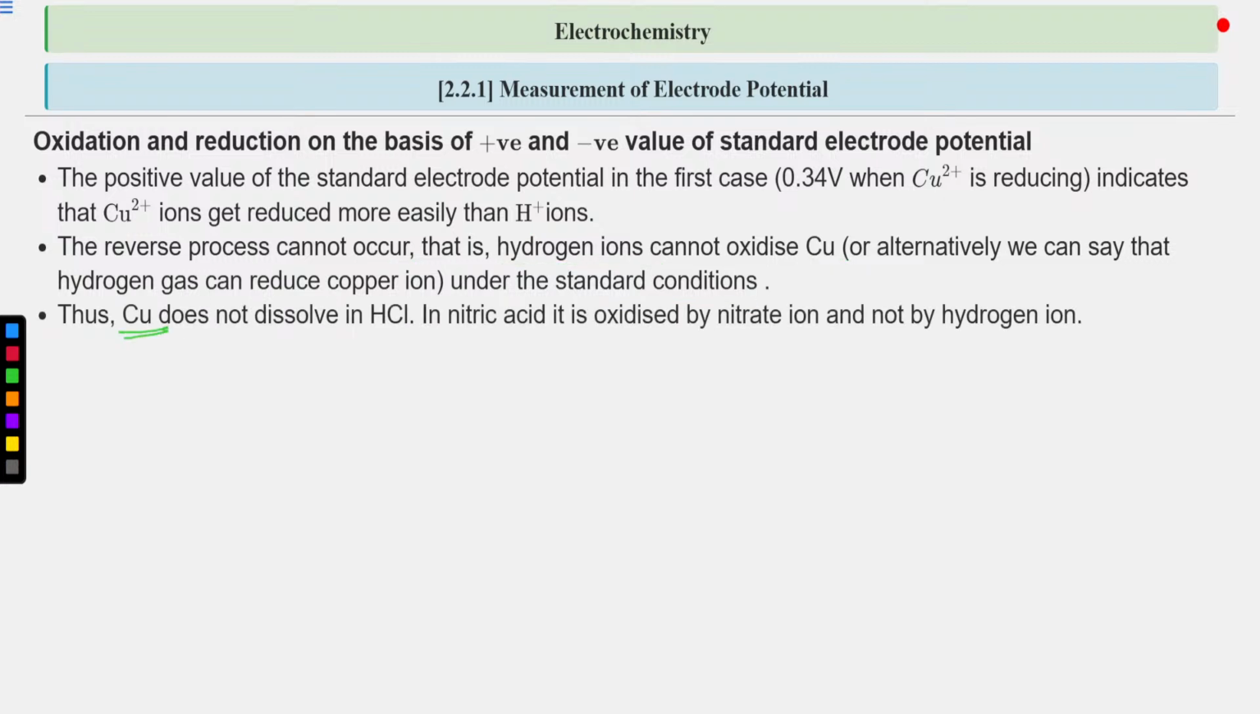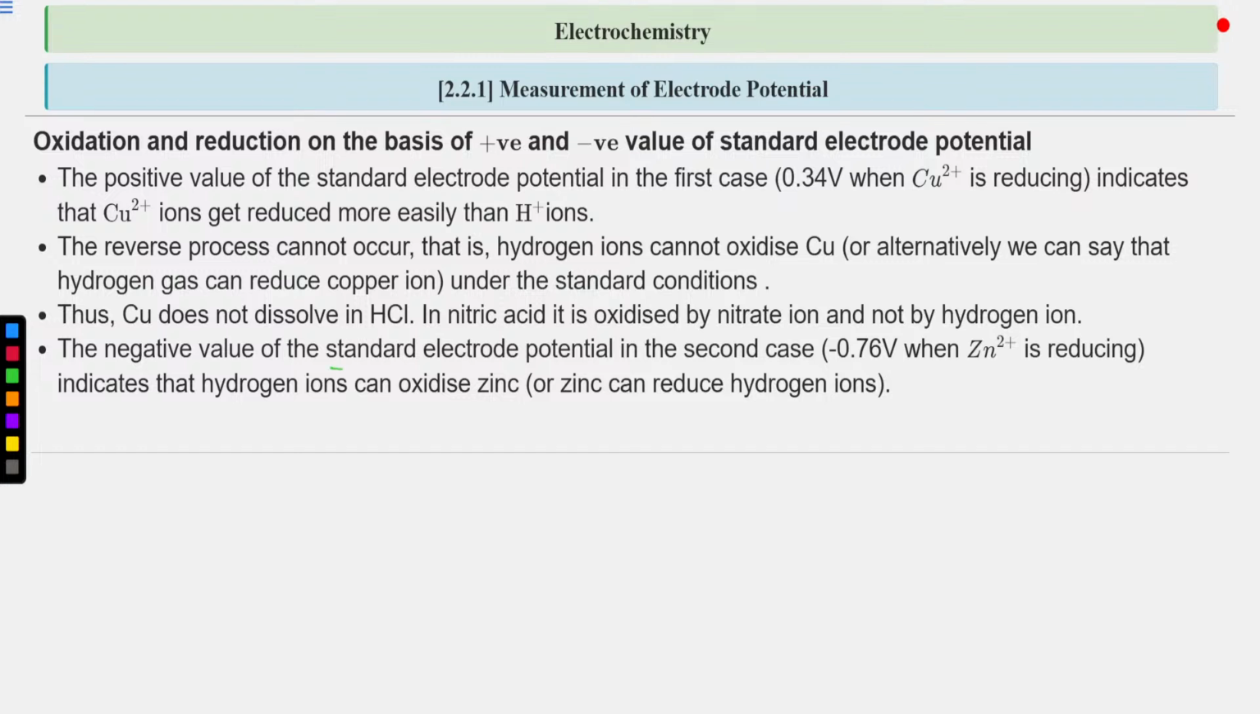Thus, copper does not dissolve in the HCl. Now you can also use it for this reason, that copper element does not dissolve in the HCl, hydrochloric acid. In the nitric acid, it is oxidized by the nitrate ion and not by the hydrogen ion. It can dissolve in the nitric acid because it is oxidized by the nitrate ion and not by the hydrogen ion in the case of HCl. That's why it does not dissolve in HCl but can in the nitric acid.